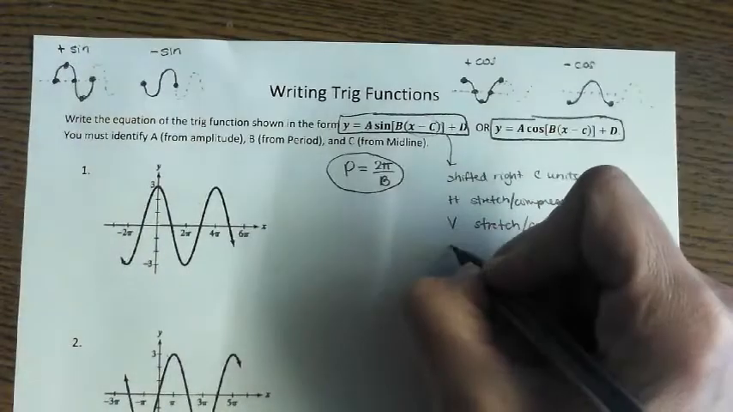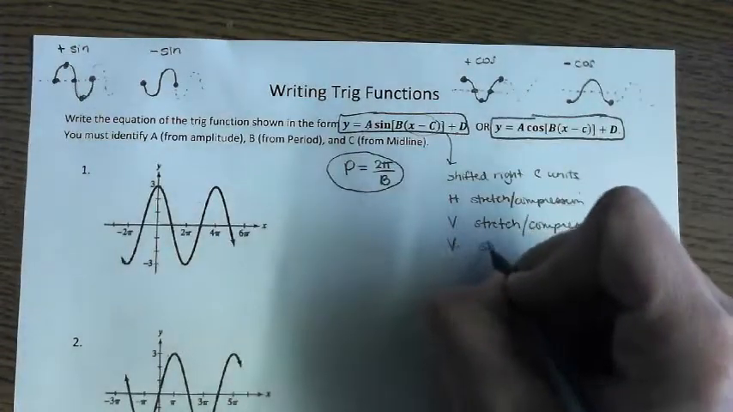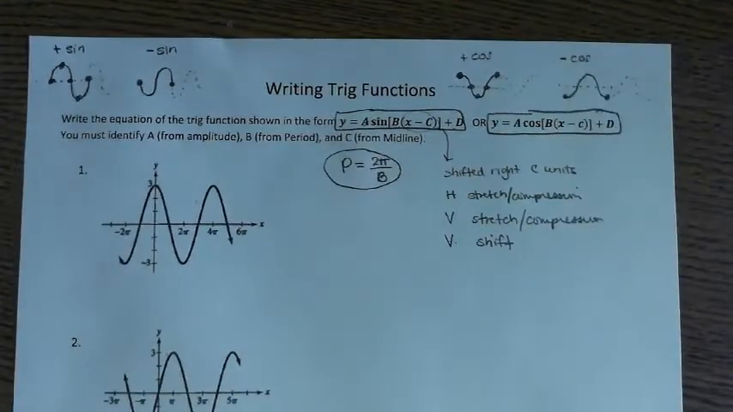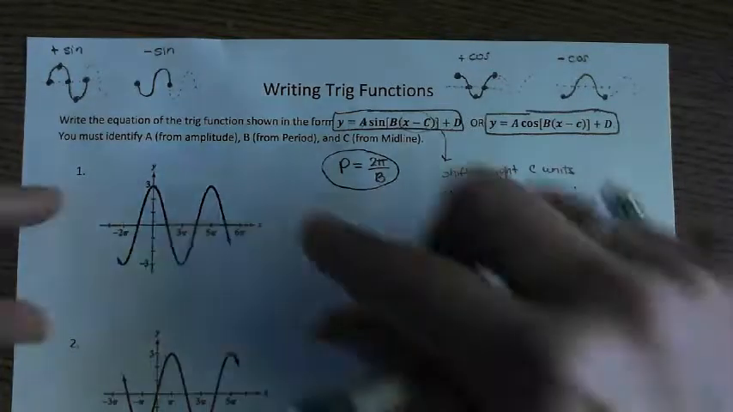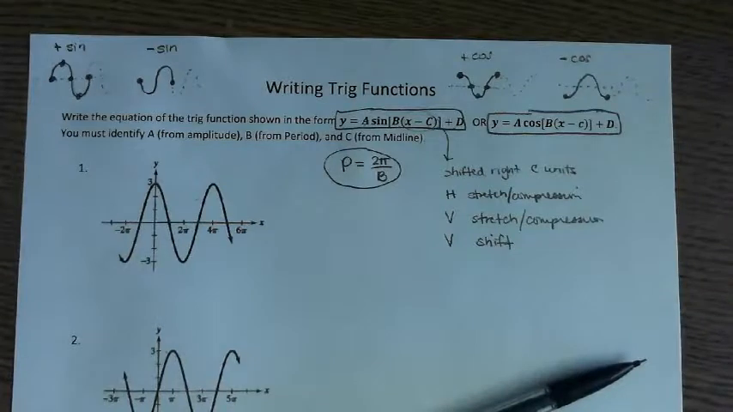And the D is a vertical shift. Can you see how if I take a graph and I shift it up, how that affects my midline? D is really your midline, because if you shifted your parent graph up 7 units, your midline moved up 7 units with it.